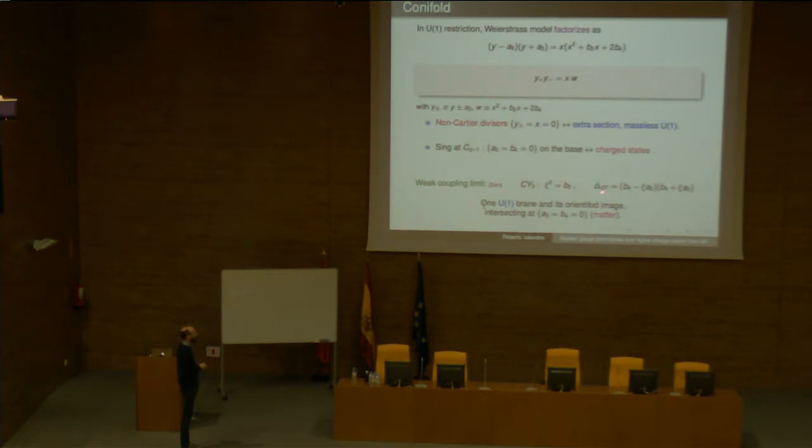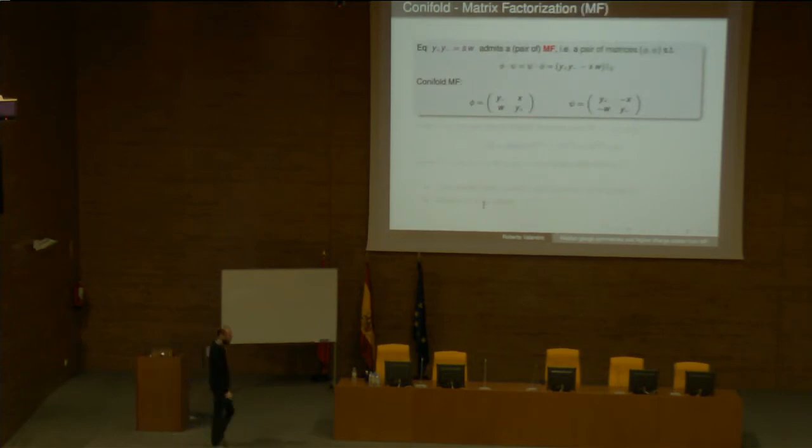You see that the D7 brane locus splits into two loci, two divisors, that are exchanged under the orientifold involution. The orientifold involution will change xi to minus xi. So these are branes in the same homology class in this Calabi-Yau, and then they will support a U1 gauge symmetry. They also intersect away from the orientifold plane when A3 equals B4 equals 0, and here is the charged matter.